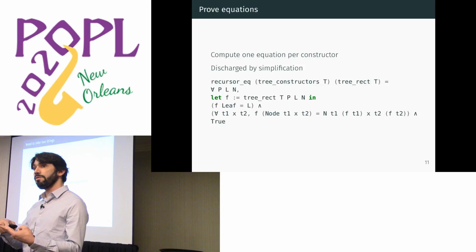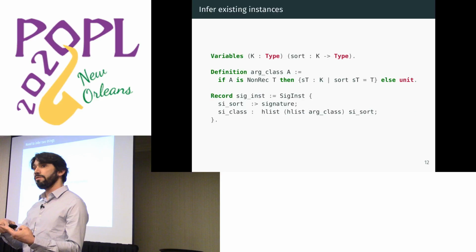And the fact that this is expressed as a conjunction of simple equations that follow by reduction means that we can discharge this proof obligation with a simple invocation of the auto tactic. We don't need a specialized Ltac to prove this. This is the first inference step.